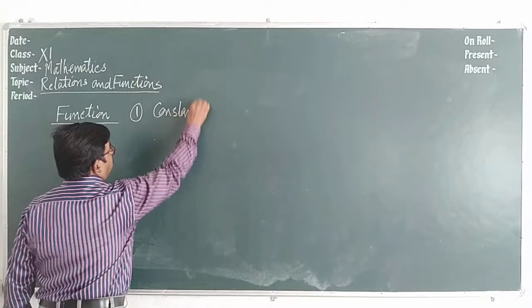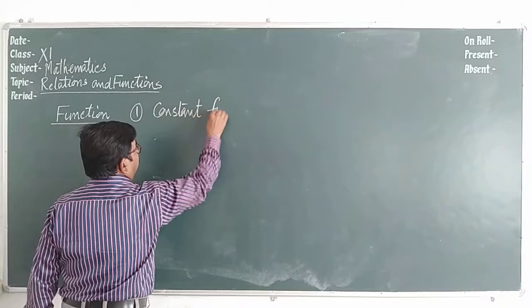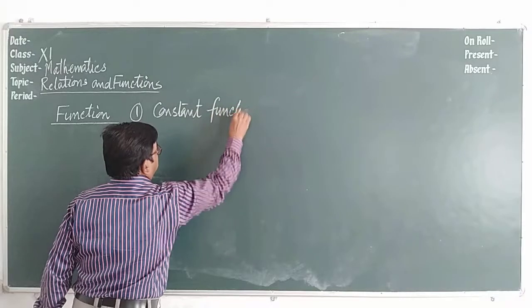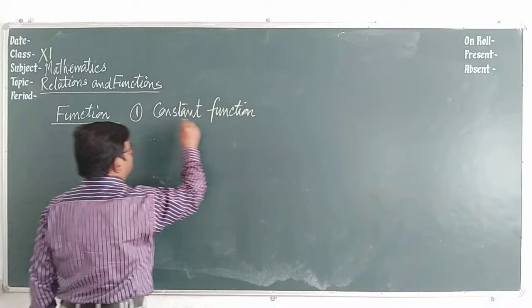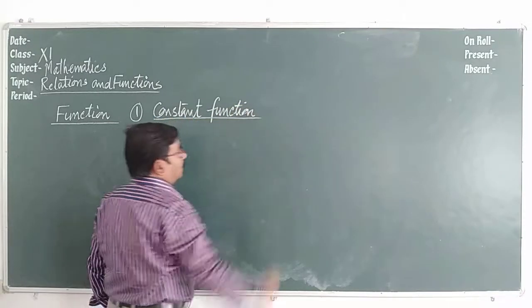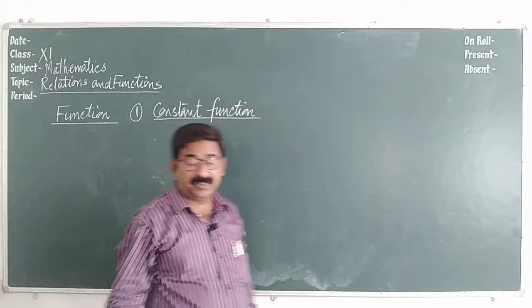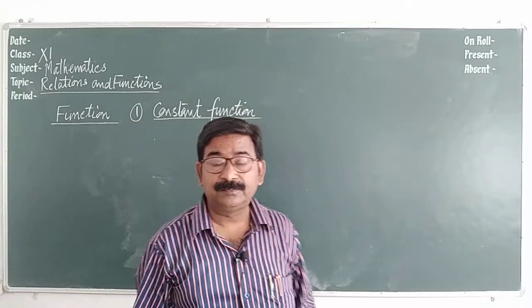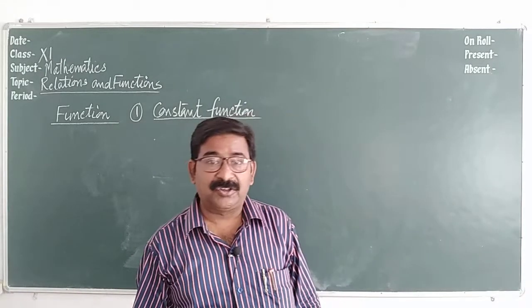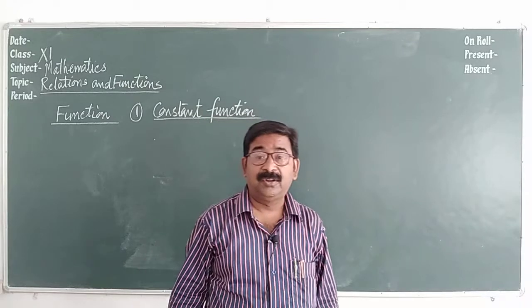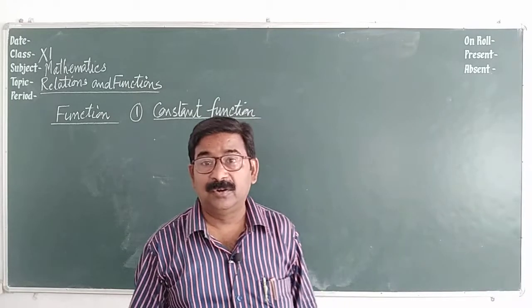Constant function. What type of function is a constant function? A function in which the variable is not available.